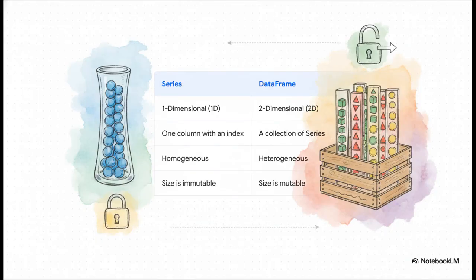This table just lays it all out perfectly. A series? It's one-dimensional, one column, and holds only one type of data. A data frame? It's 2-dimensional, can hold lots of columns, and can mix and match data types. But here's the real key insight. A data frame is really just a bunch of series, all lined up next to each other, sharing the exact same index. That's the secret.